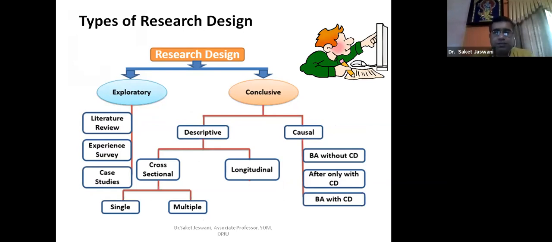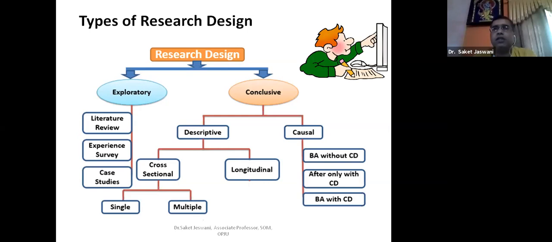Cross-sectional means between different cross-sections, between different sections. For example, you want to identify the preference of, say, perfumes in your society. So you will divide your society into different cross-sections, different clusters, for example on the basis of age groups or gender, right? These are different cross-sections. If you are considering only gender or only age, this is a single cross-section. You identify the preference of perfumes on the basis of gender, male or female preference, or on the basis of age. So this is single cross-sectional.